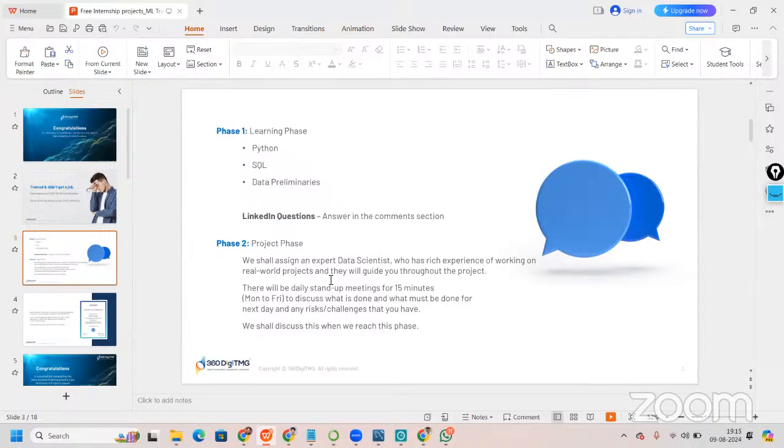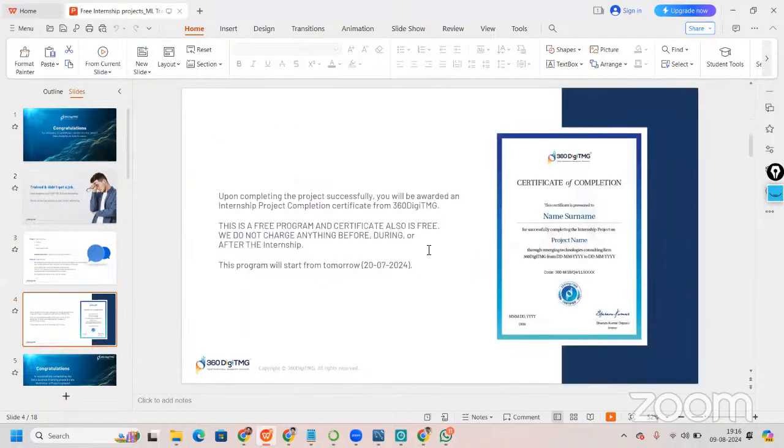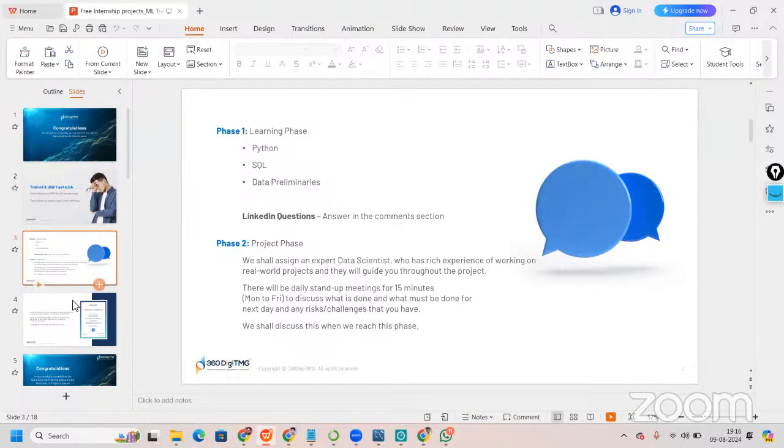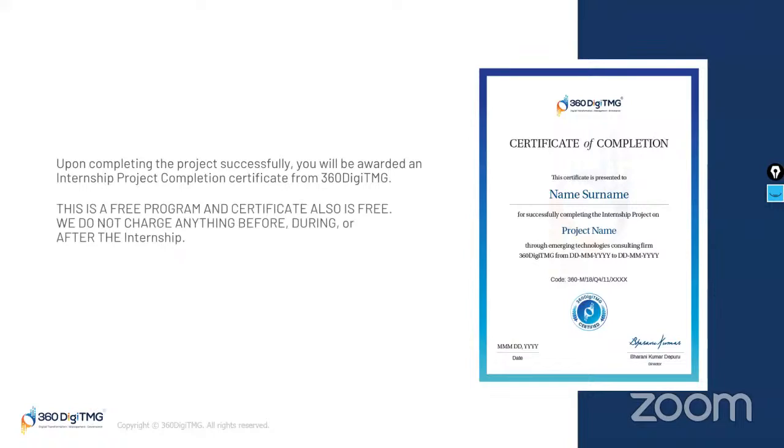Once you complete this phase, you will be in the project phase, that is the second phase, where we shall assign an expert data scientist. He will be guiding you throughout the project. There will be a daily stand-up meeting for 15 minutes, and you'll discuss what's been done, what needs to be done, and any risks or challenges that you have. We shall discuss this when we reach this phase. Talking about this program, of course, you'll receive a certificate. And this program will be starting from tomorrow, that is 9th August 2024.